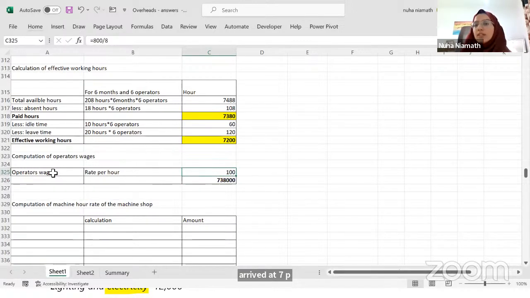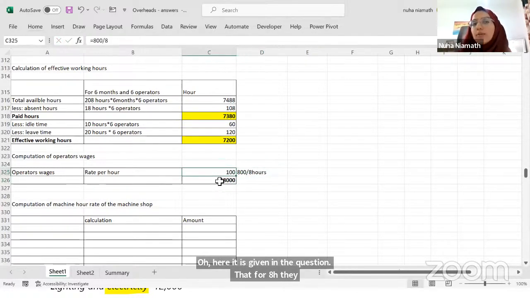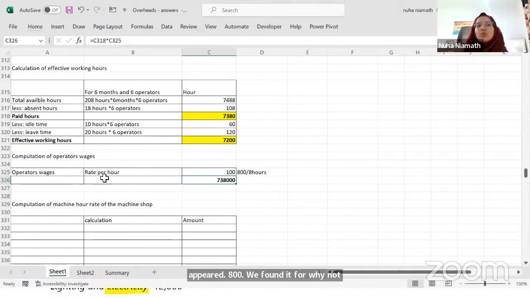So now we know the rate per hour is how much? 800 rupees by 8 hours, correct? So for 7,380 into 100 rupees, what will be the amount for which they are paying the operators? Is everybody clear till here about how I arrived at 738,000? So here it is given in the question that for 8 hours they are paid 800 rupees. So we found it for 1 hour and then we multiply it by 7380. So this is for 7380 hours.